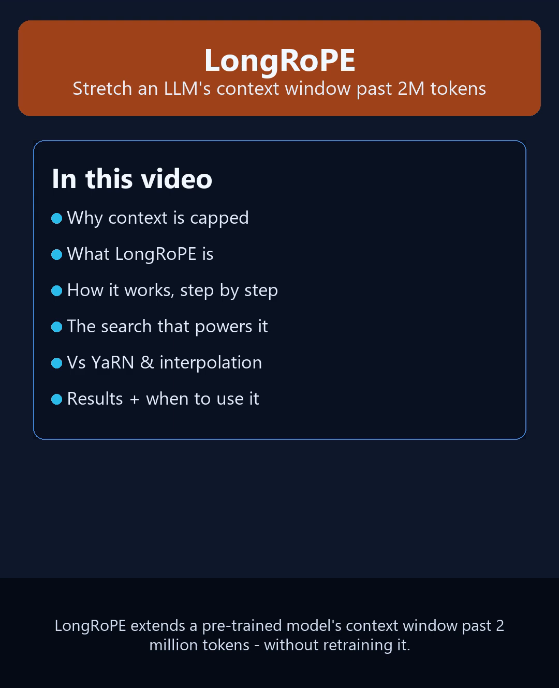Large language models come with a fixed context window, the number of tokens they can read at once. Push past it and quality collapses. LongRoPE, from Microsoft Research, stretches that window past 2 million tokens without retraining the whole model. In this video: why context is capped, what LongRoPE is, how it works step by step, its architecture, how it compares to YaRN, the results, and when to reach for it.